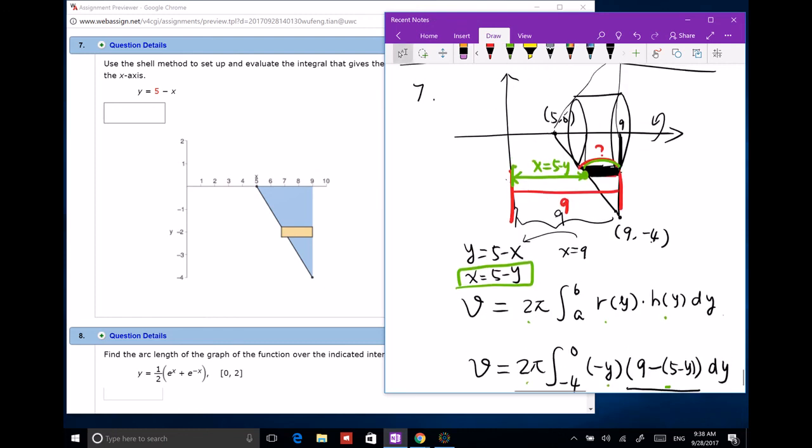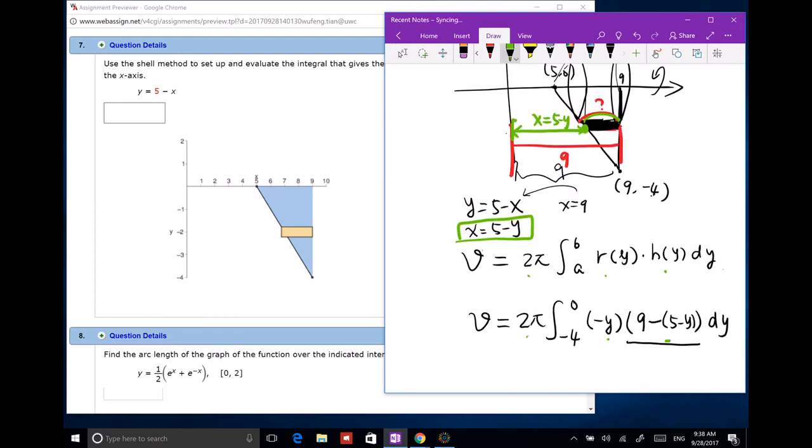Okay. So because the y values, look at this, the y values are all negative numbers. It's negative 4 to 0, y is negative, right? And we want to find out the volume. Actually, it should be a positive number. So this negative y actually gives you the positive y values. Does that make sense to you?